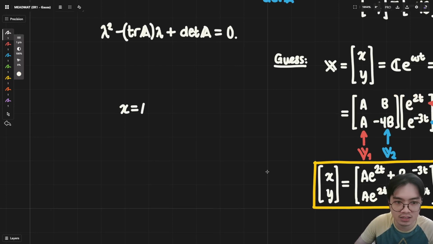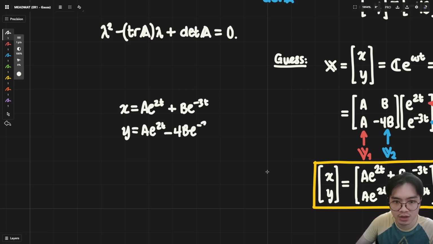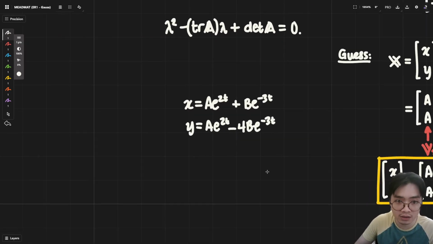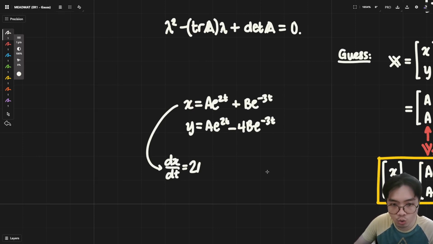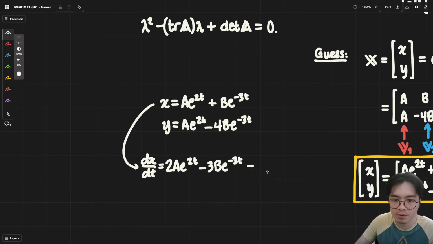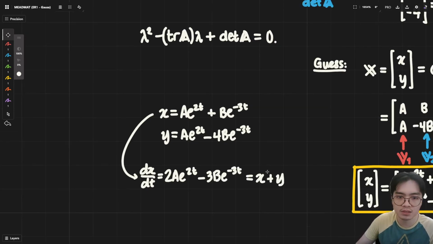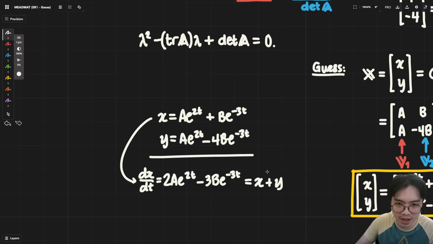x is equal to a e to the 2t plus b e raised to negative 3t, then your y is equal to a e to the 2t minus 4b e raised to negative 3t. Let's derive x. If we derive x, we will get 2a e raised to 2t and then minus 3b e raised to negative 3t. If we remember, this should have been equal to x plus y. Let's add x plus y. a e to the 2t plus a e to the 2t.